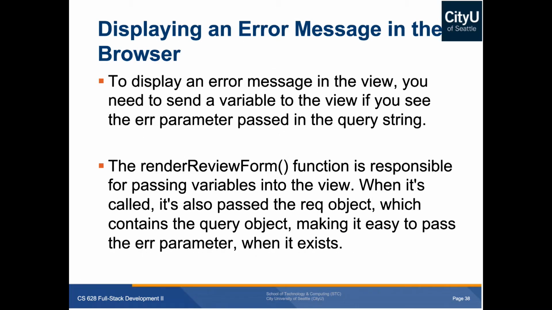So you need to send a variable to the view if you see the error parameter passed in the query string. So do check out your URL. The render review form function is responsible for passing variables into the view. When it's called, it's also passed the request object, which contains the query object, making it easy to pass the error parameter when it exists. So parse your request headers or request objects, sorry.